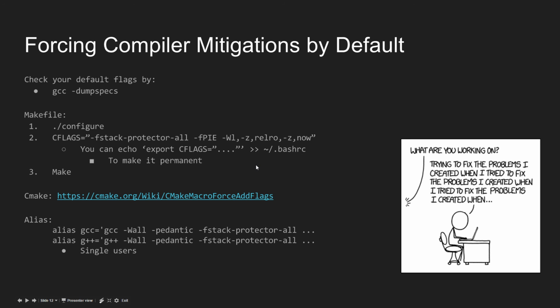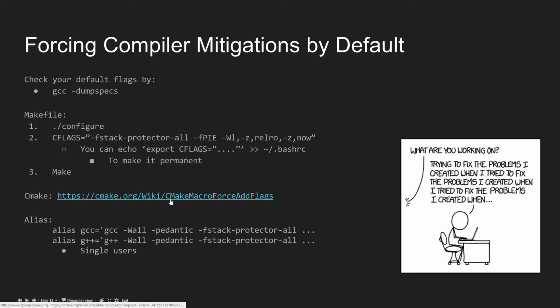So there are multiple ways to do it. You can check your default flags in GCC with dump specs. I'm not sure if there is a similar one for Clang. For your makefiles, you can do ./configure and then export CFLAGS to be whatever you want. So -fstack-protector, -fPIE, relro, etc. And then you can make.